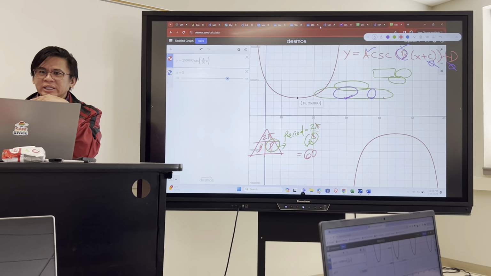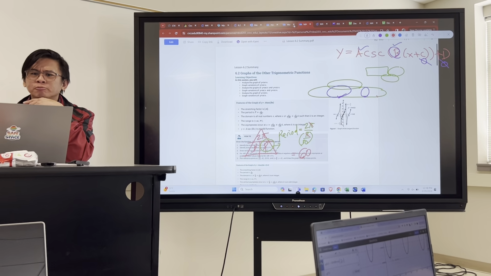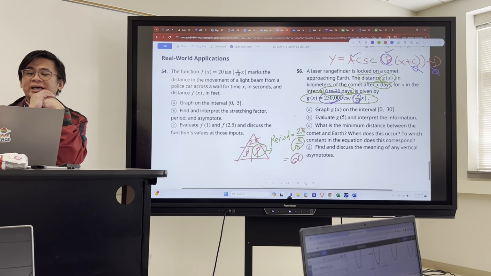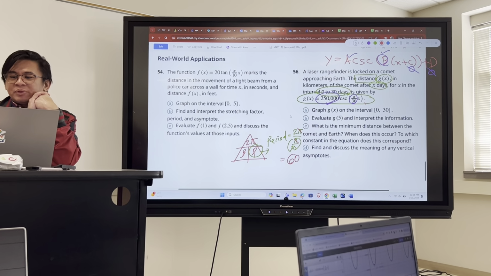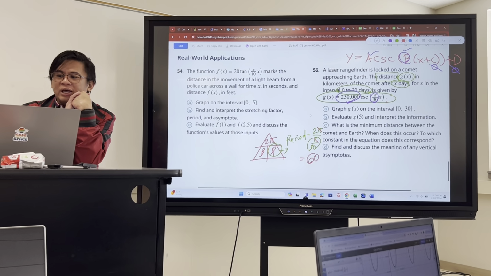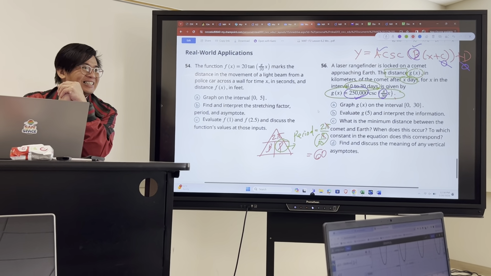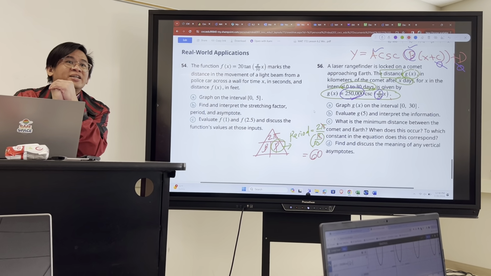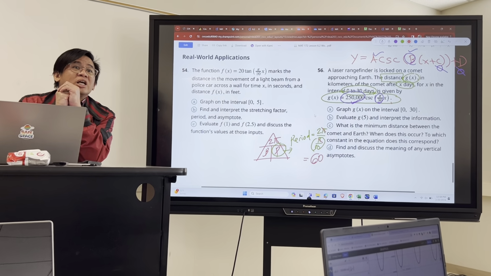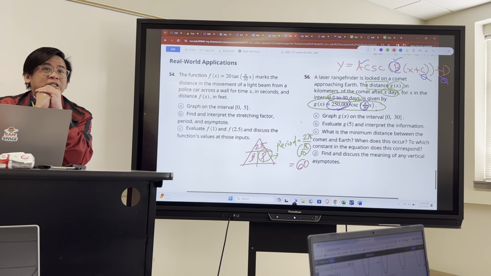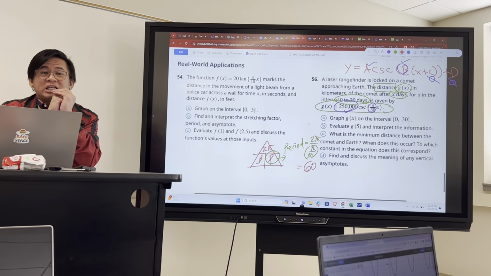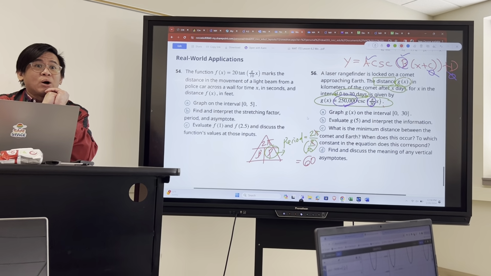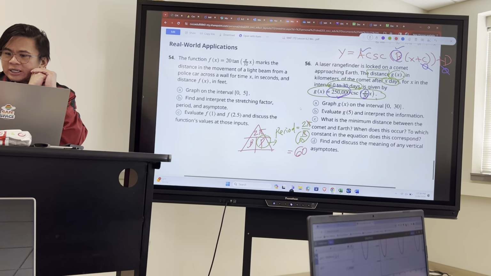All right. What else are the questions in there? Oh yeah, we have answered letter C. What is the minimum distance between the comet and the Earth, and when does this occur? What did we say again? After how many days? 15 days. On day 15, it is nearest to the Earth at 250,000 away. All right. Next one.